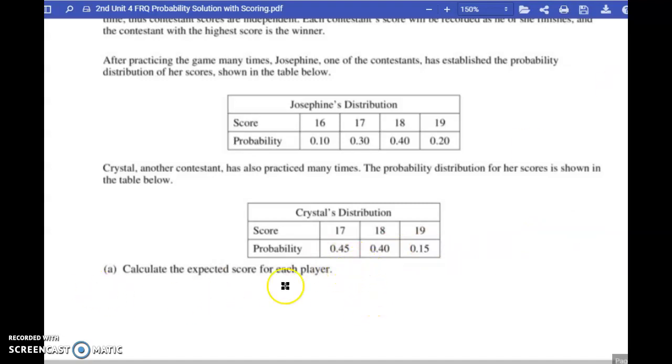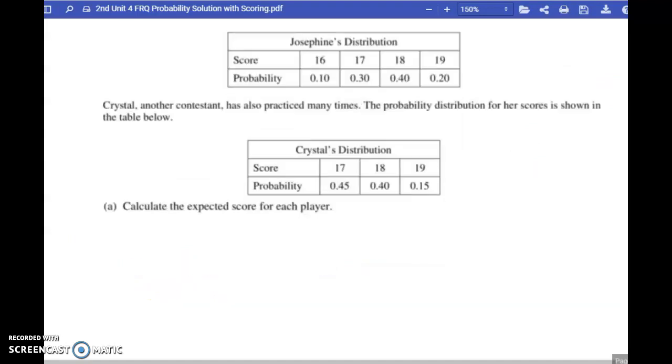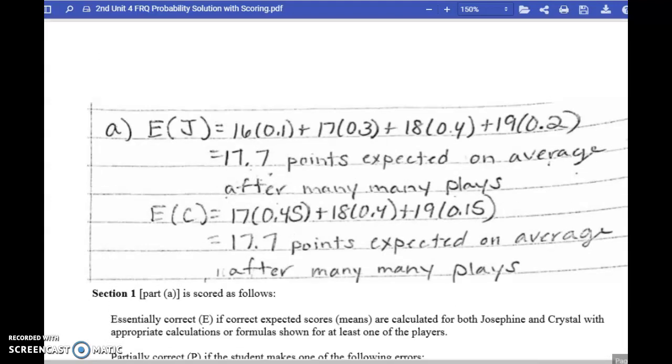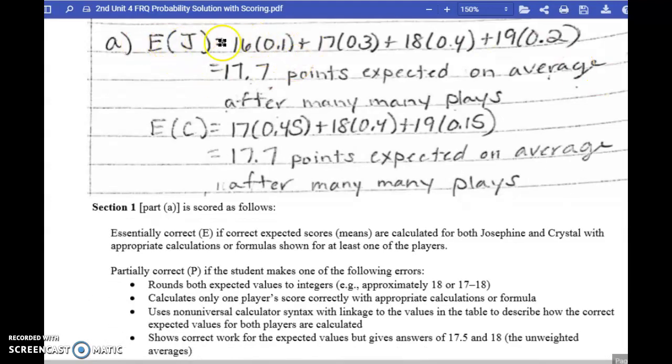Key word here is, they don't use the word, keyword they don't give you is interpret. So calculating them is enough here. So when I scroll down to my solution, I calculated them and I showed the work. You multiply every x times p of x, add them up. I also interpreted, but that wasn't necessary, so it was a little extra in both of these.